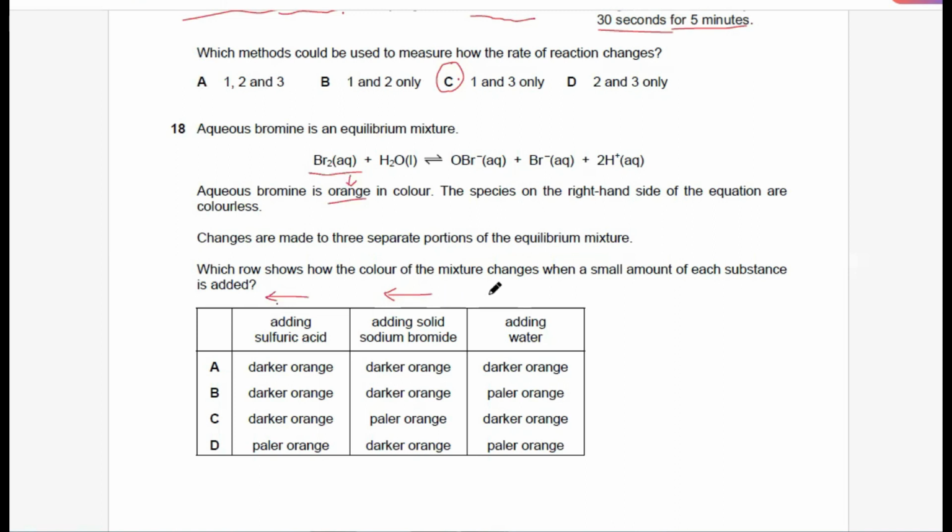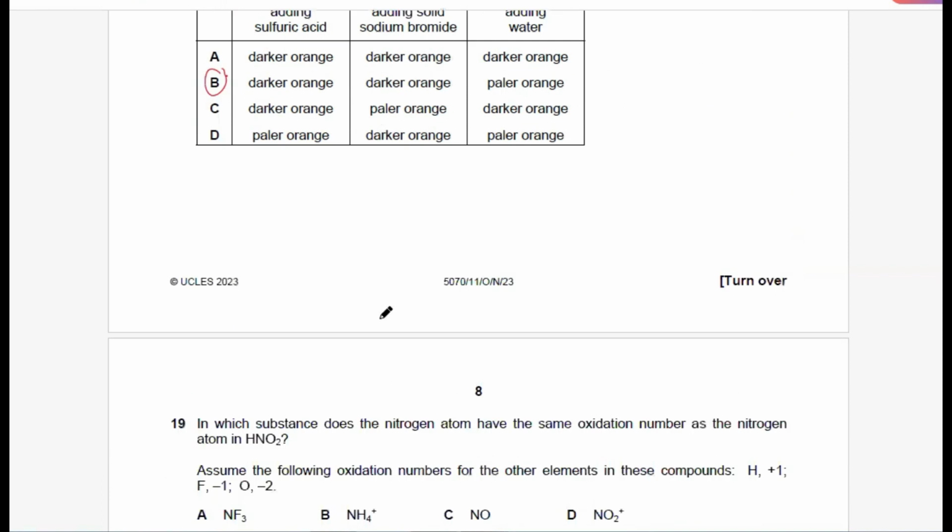If I add water, it favors the forward reaction. When it favors the forward reaction, it will become lighter in color. So darker orange, darker orange, and paler orange. So B is the right option here, because when it favors the backward reaction, the orange color appears. When it favors the forward reaction, the color becomes lighter, that is paler orange. So here B is the correct answer.